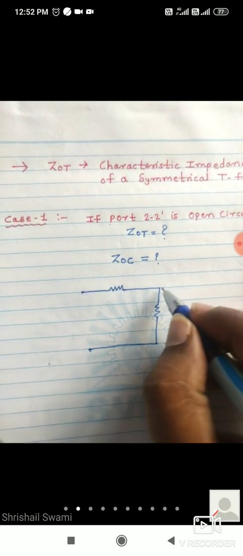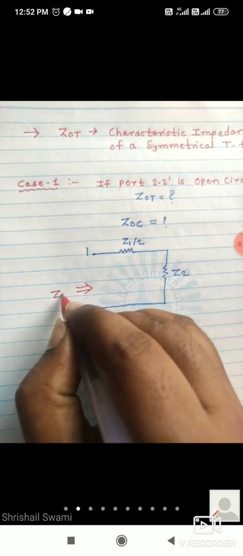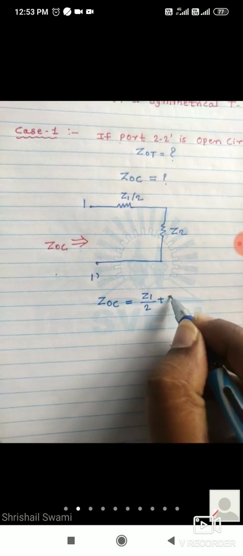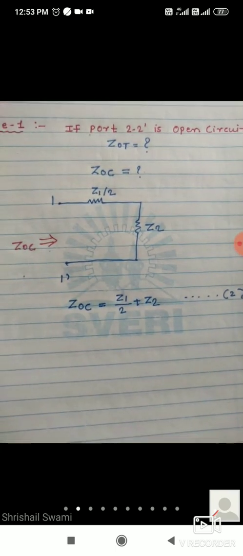हा तर इकडचं ओपन आहे. If it is open, then only Z1 by 2, and this is the Z2, 1 dash. So you are measuring here what? ZOC. Okay, so what will be the answer of ZOC? So ZOC is equal to, these two are in series, that is Z1 by 2 plus Z2. So this is equation number 2.